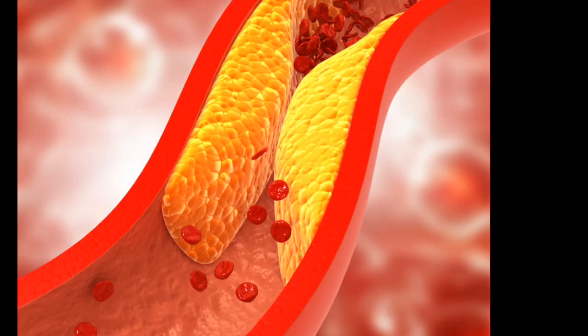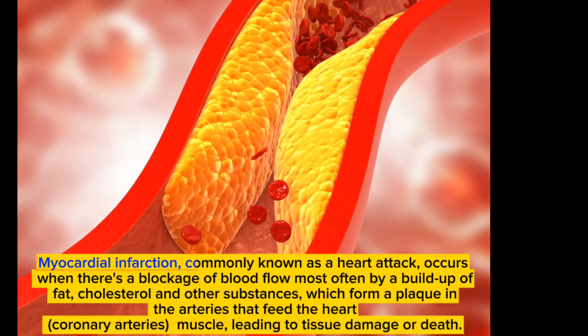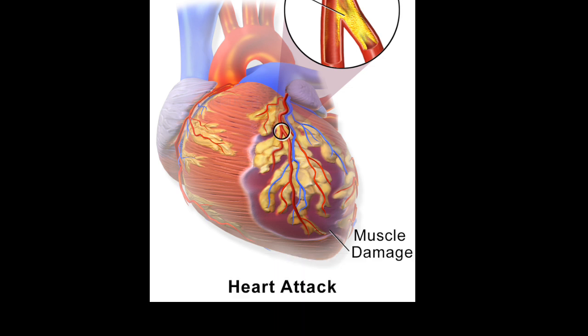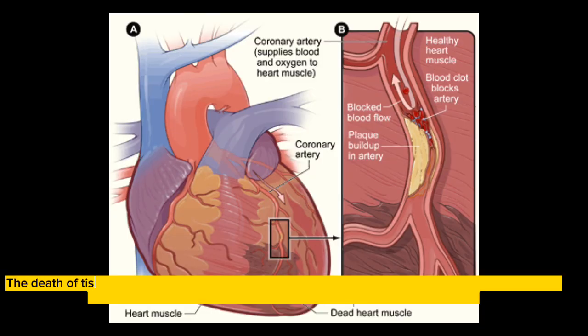Myocardial infarction, commonly known as heart attack, occurs when there is a blockage of blood flow, most often by a buildup of fat, cholesterol, and other substances, which form a plaque in the arteries that feed the heart, that is the coronary arteries, leading to tissue damage or starvation, because when the tissues do not get oxygen, they will die. The death of tissues leads to the release of troponin and myoglobin.